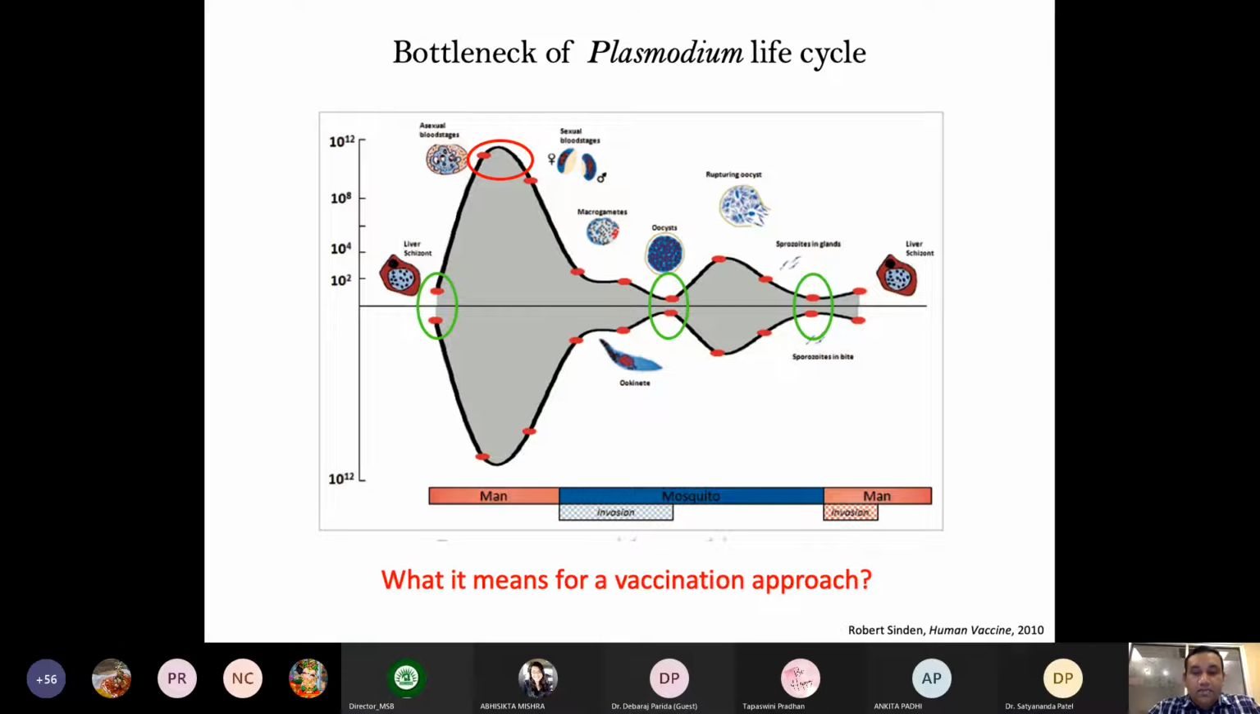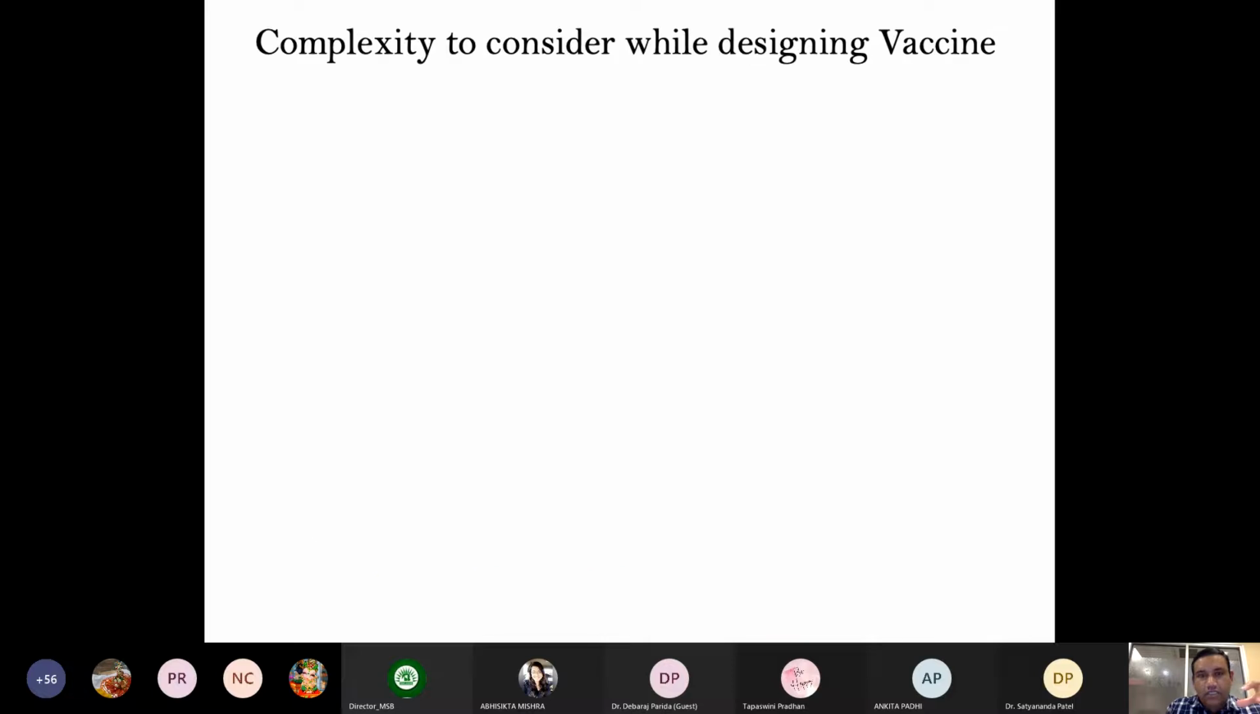So what does it mean for the vaccination approach if you study this bottleneck? Another thing I want to highlight, apart from these numbers, is that the parasite is traveling from liver to blood, and it is changing its forms, shapes, and morphology. Also, this parasite is so adapted that it produces different kinds and numbers of proteins. So it makes things much more complicated when you think in terms of vaccine. I'll come to that in the next slide.